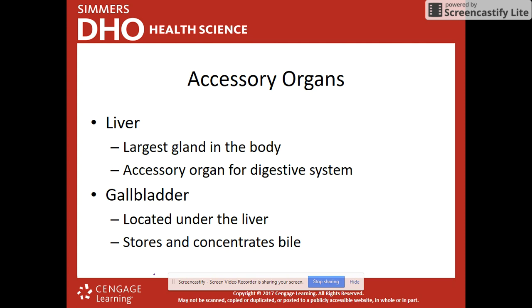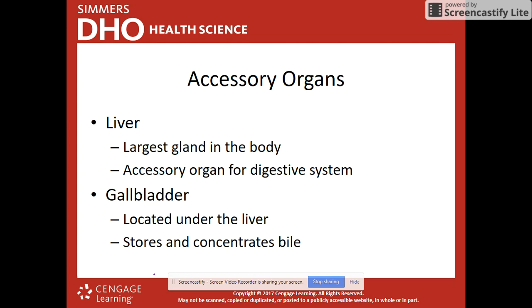So looking at the accessory organs, so again we have the liver, gallbladder, and pancreas. So the liver is considered the largest gland of the body. It secretes different enzymes that are going to help with digestion.